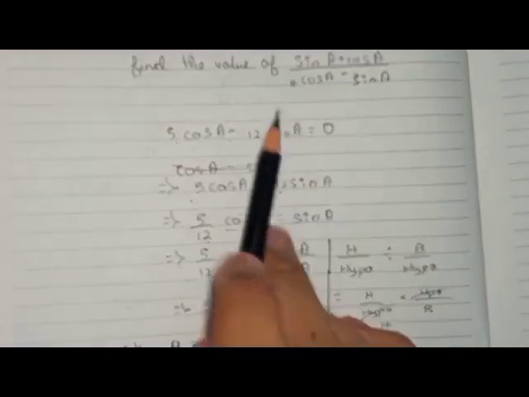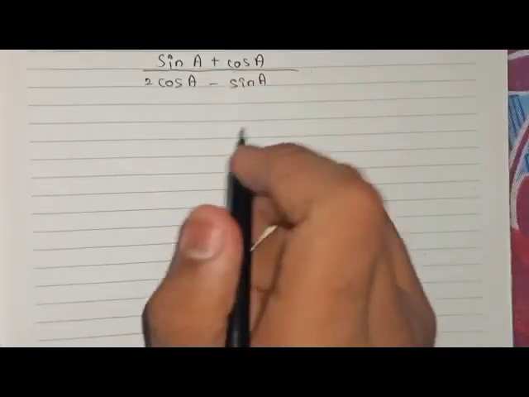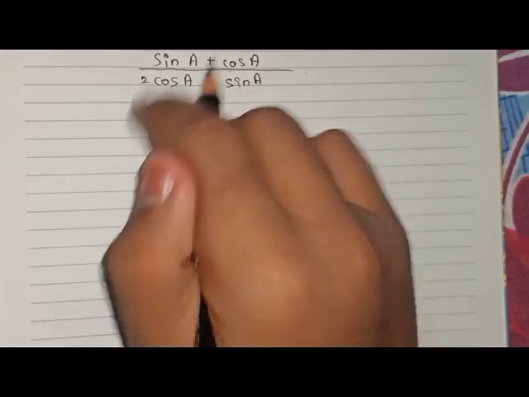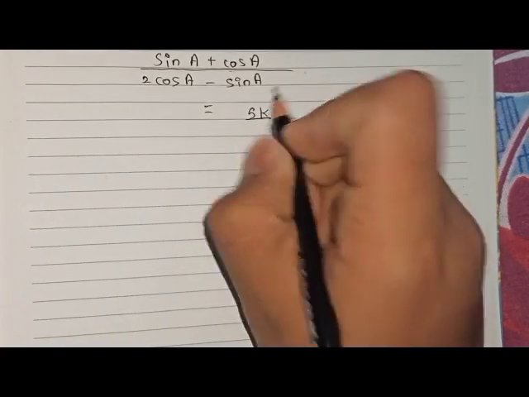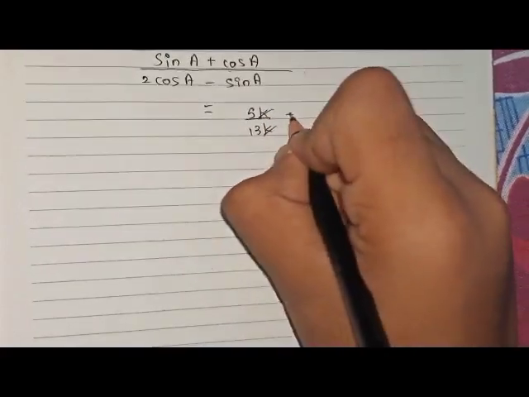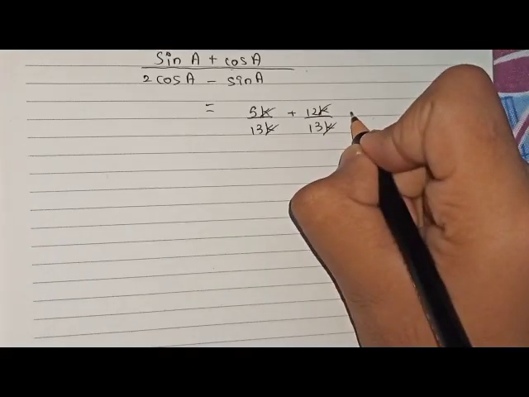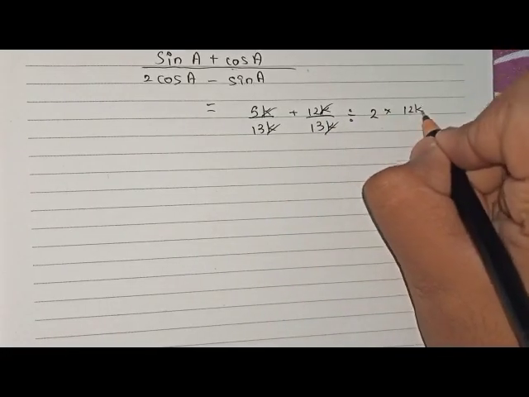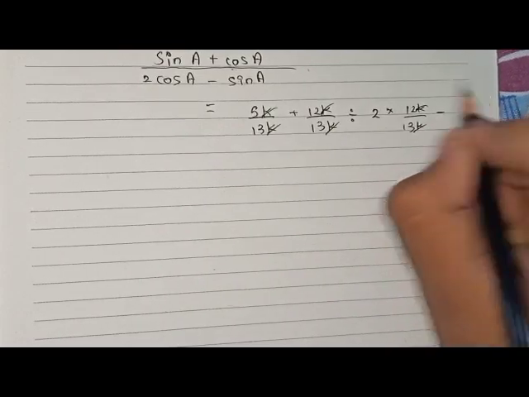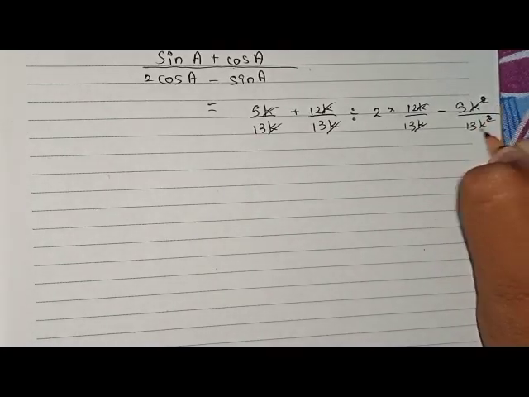Now we have to find out the value of this expression: sin A plus cos A by 2 cos A minus sin A. Sin A means height by hypotenuse. In this question our height is 5k, hypotenuse is 13k, cut it. Plus cos A means base by hypotenuse, so base is 12k by 13k. Cut it. Now divided by 2 multiplied by cos A, so cos is 12k by 13k, cut it, minus sin A, 5k by 13k. K cut.